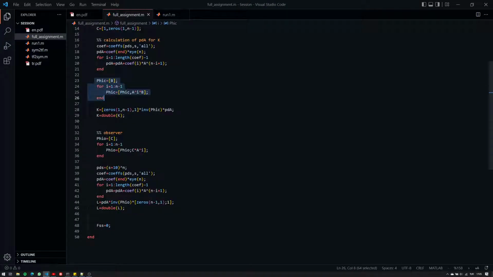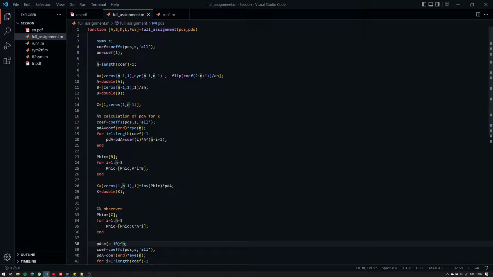Then we just worked our way out of generating the controllability and observability matrices. We're just adding the structure. So this is basic MATLAB code. And then we just applied the Ackermann formula to both here. We were given that the PDS of the observer, so the desired polynomial for the observer, was already fixed to s plus 10 to the power of n, so we used that.